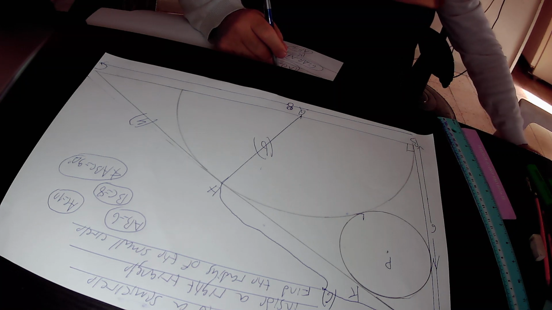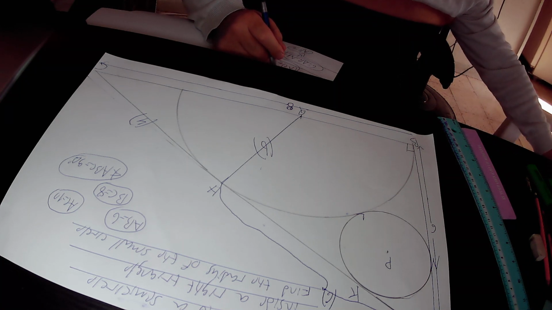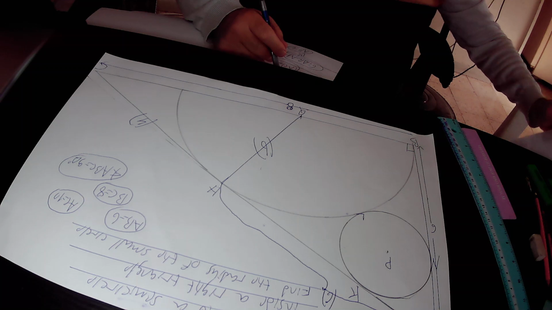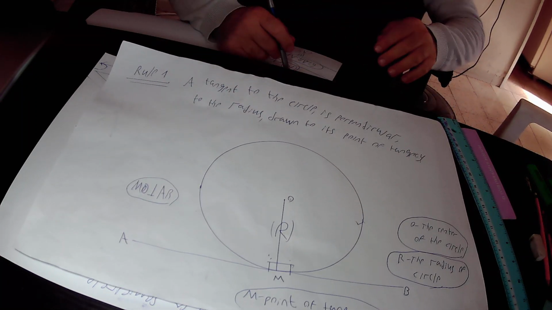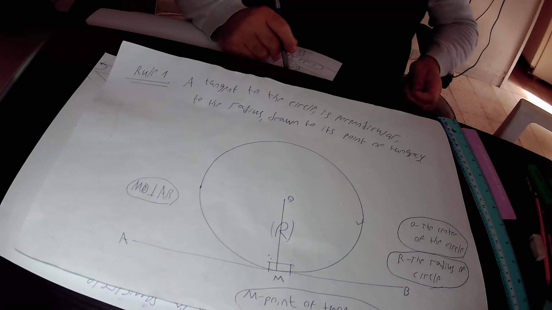Here we can implement rule 1. We'll click quickly on rule 1. According to rule 1, a tangent to the circle is perpendicular to the radius drawn to its point of tangency.